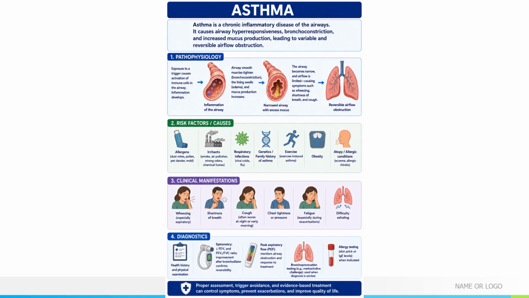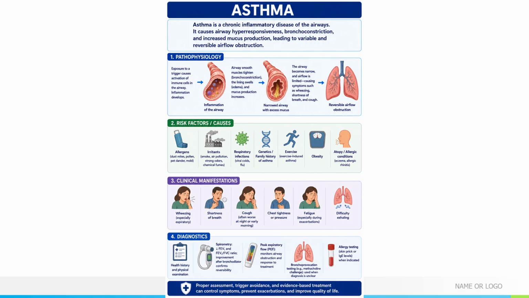So this trigger activates immune cells within the airway, particularly our mast cells, eosinophils, and T lymphocytes. And those are going to release inflammatory mediators such as histamine and leukotrienes. And these chemicals initiate the inflammatory response. And then we get inflammation. And that inflammation causes the lining of the bronchi to become swollen or edematous. And blood vessels within the airway dilate, become more permeable, which allow fluid to move into the airway tissue.